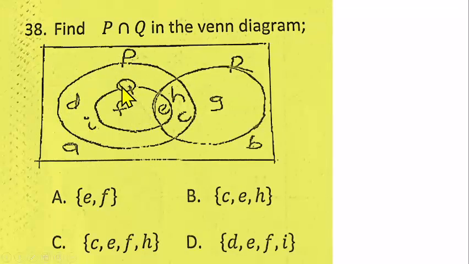So that means set Q is a subset of set P, and what both of them have in common is the elements F and E, because F and E are inside P and F and E are also inside Q. So that means they are common. The intersection between them is elements F and E, which is option A.